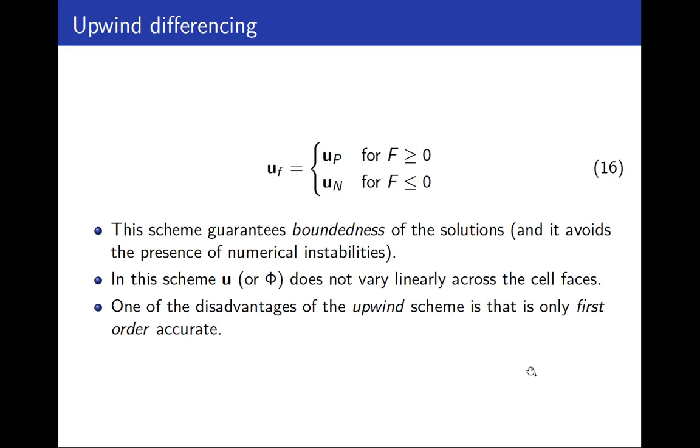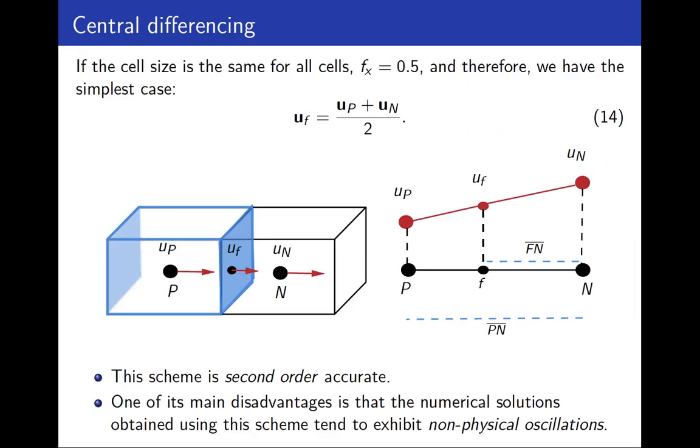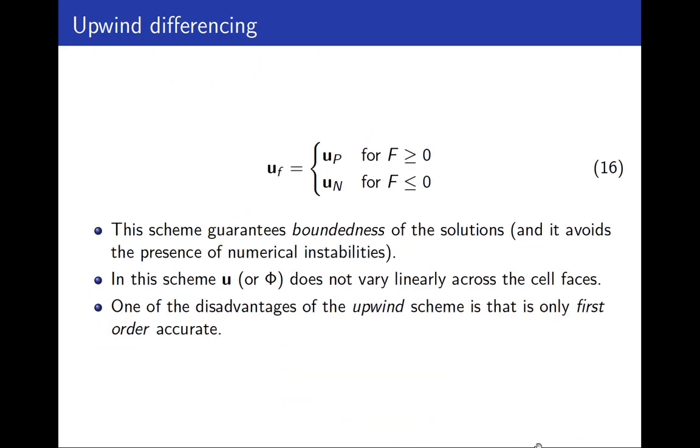So one of the advantages of this scheme is that it guarantees boundedness of the solutions. So that means we will obtain solutions within the physical restrictions of our system. And also another advantage of this scheme is that it avoids the presence of numerical instabilities, which is in contrast compared with the central differencing, where we tend to observe non-physical oscillations.